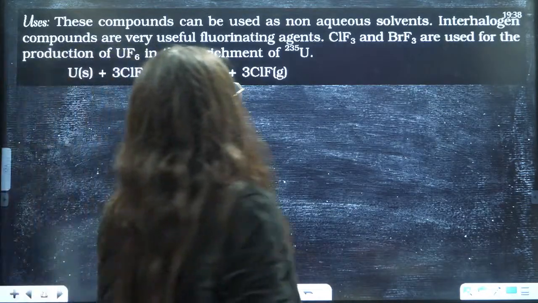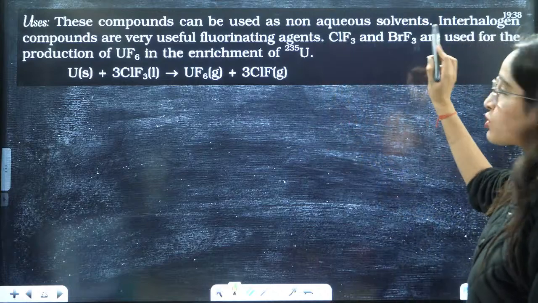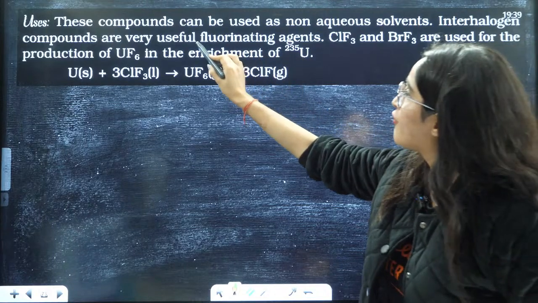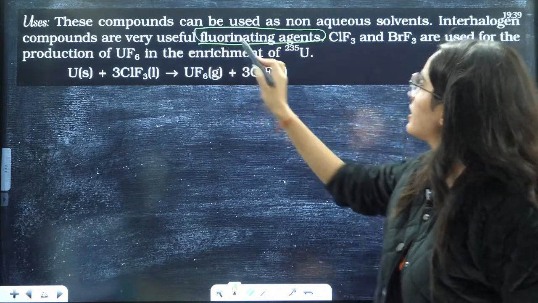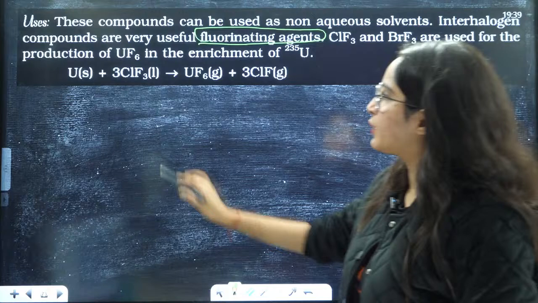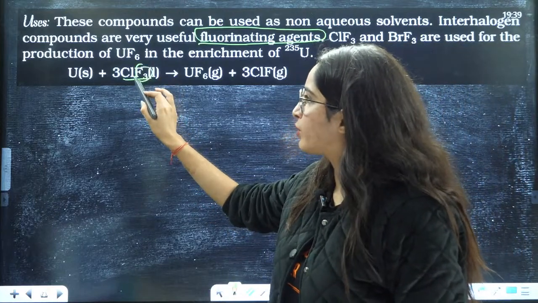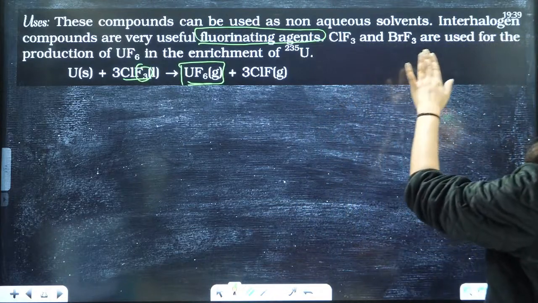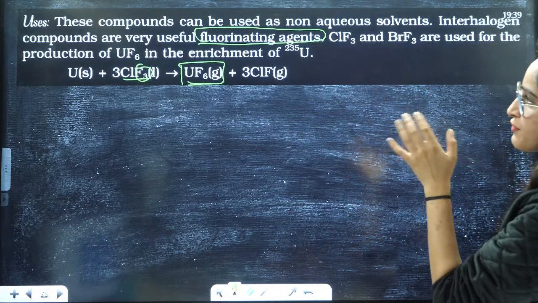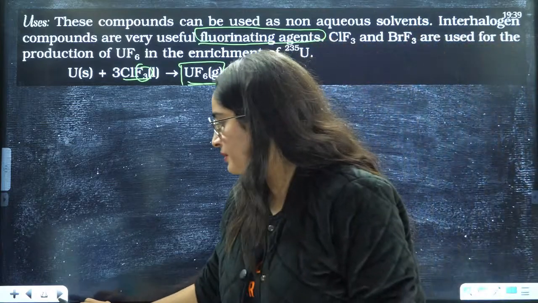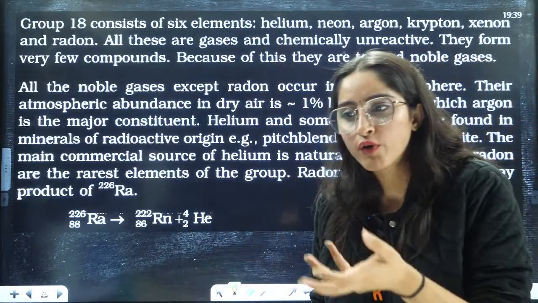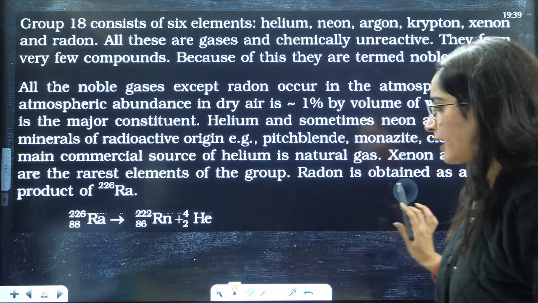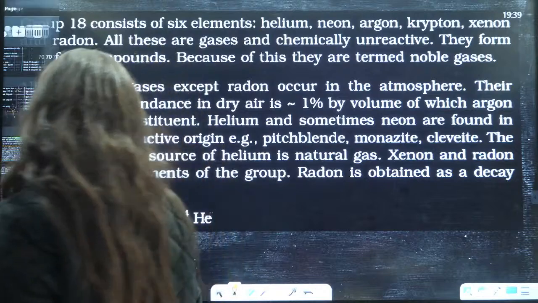Then these compounds can be used as non-aqueous solvents. Interhalogen compounds are very useful fluorinating agents. For example, you have this interhalogen and you want to add fluorine to uranium. So they are used for production of UF6 in enrichment of uranium. Fluorinating means which will give fluorine there. Okay, so now we are at group number 18.